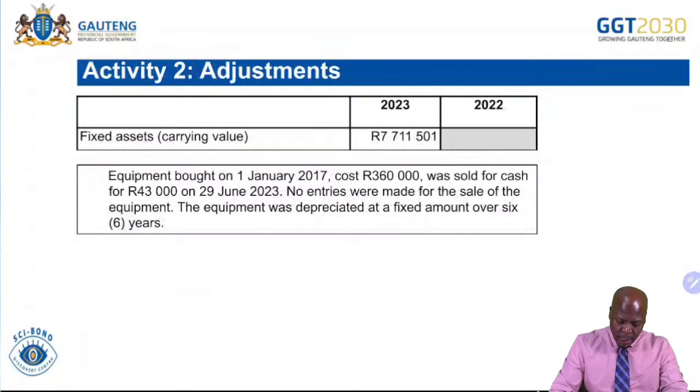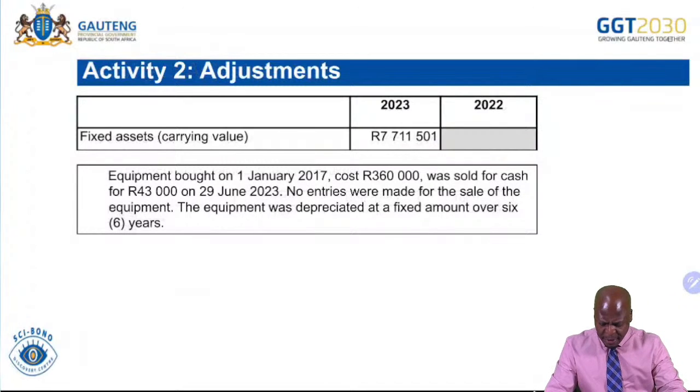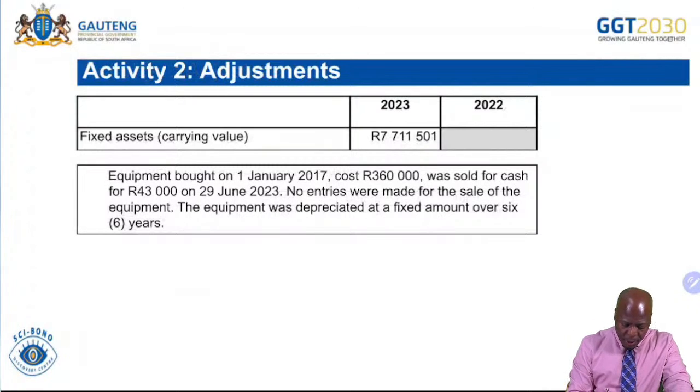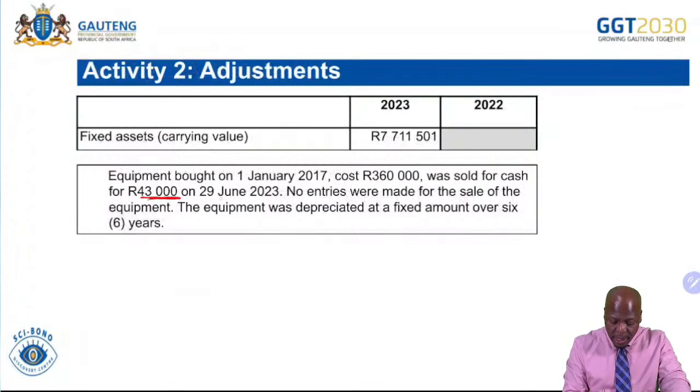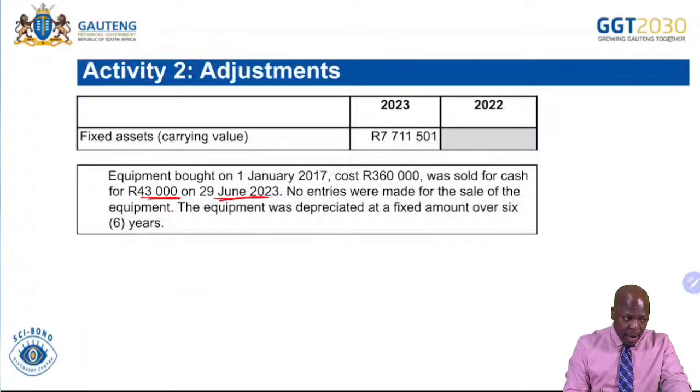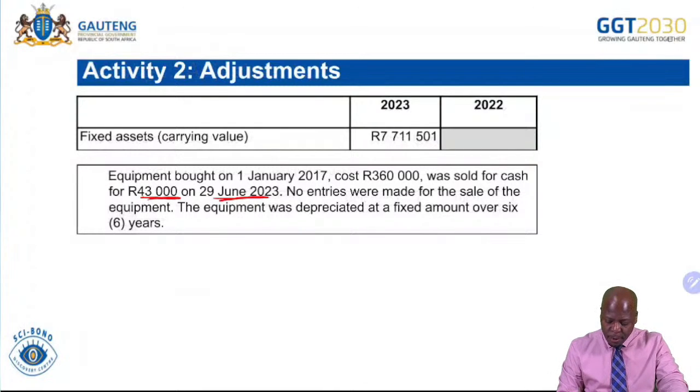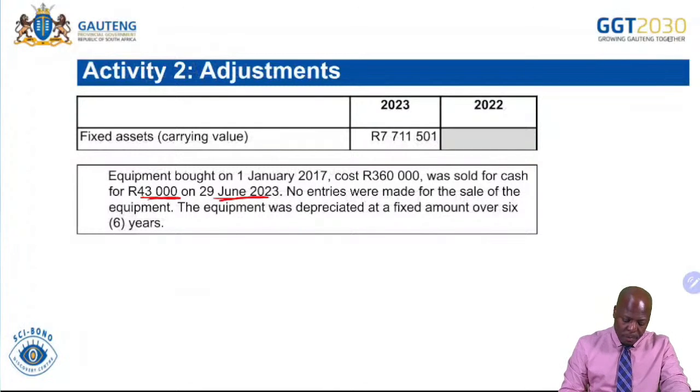Adjustment number 2 reads, equipment bought on the 1st of January 2017 cost 360,000, was sold for cash for 43,000. So we've sold some equipment here for 43,000 on 29 June. Dates are very important. Okay, and then no entries were made for the sale of the equipment. The equipment was depreciated at a fixed amount over 6 years.